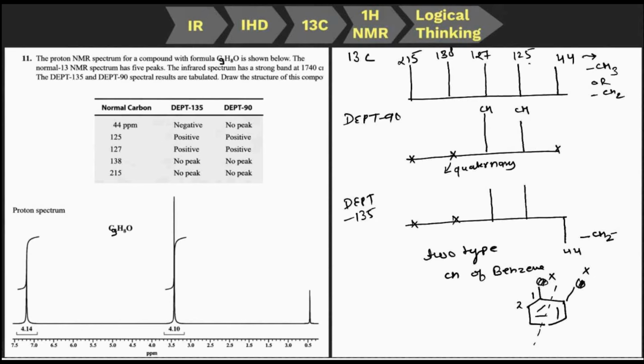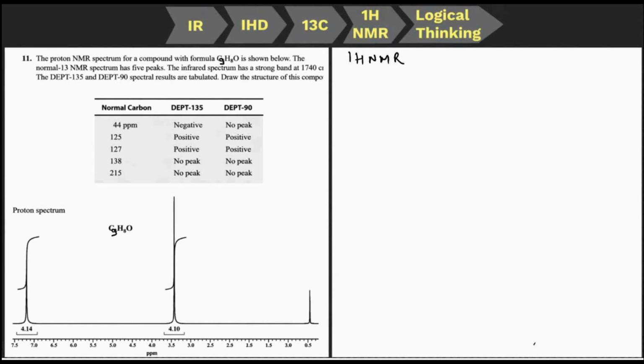So 1, 2, 3, right? Now let's look at the 1H NMR. In 1H NMR, we are seeing 2 signals. It means there are only 2 types of protons. This further confirms that the molecule has a plane of symmetry.